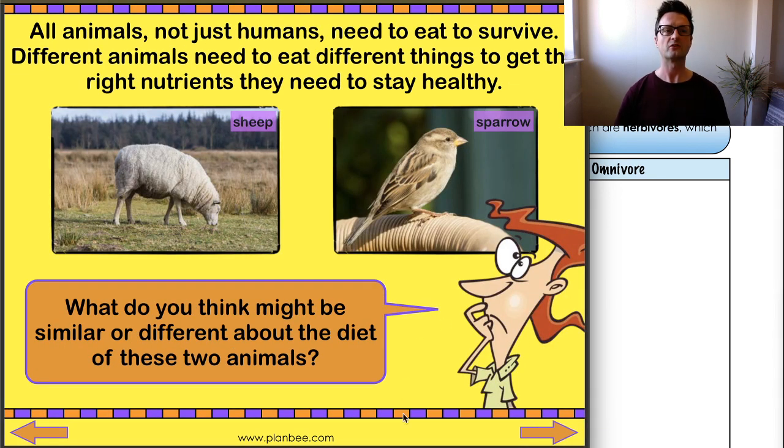So these animals need to eat to survive too. Different animals need to eat different things to get the right nutrients they need to stay healthy. Are you thinking about what these two animals might need to eat to stay healthy? How might it be similar or different? Have a think, and you can tell your partner, or you can tell me right now. What's different or similar about the diet of these two animals, a sparrow and a sheep?